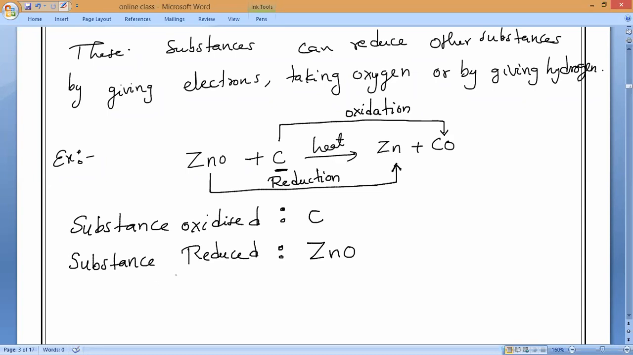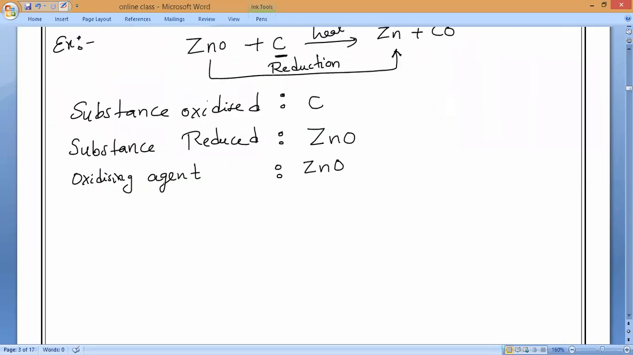Now, in the same way, tell me, what is the oxidizing agent here? Zinc oxide. The oxidizing agent is zinc oxide. Understand? And in the same way, who is the reducing agent? Carbon. Understand? So these are all the four things you should know.